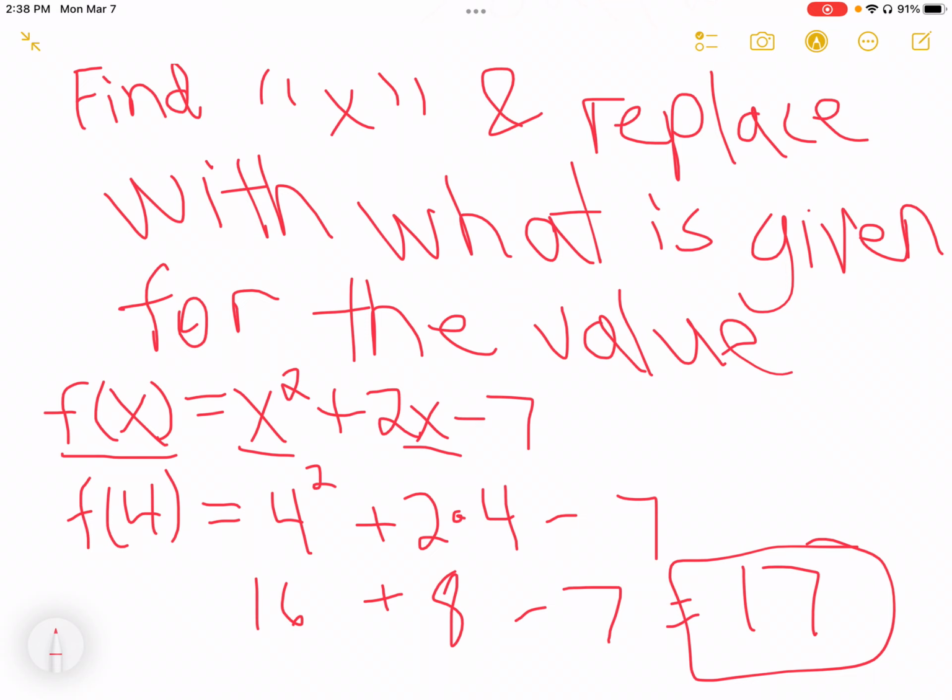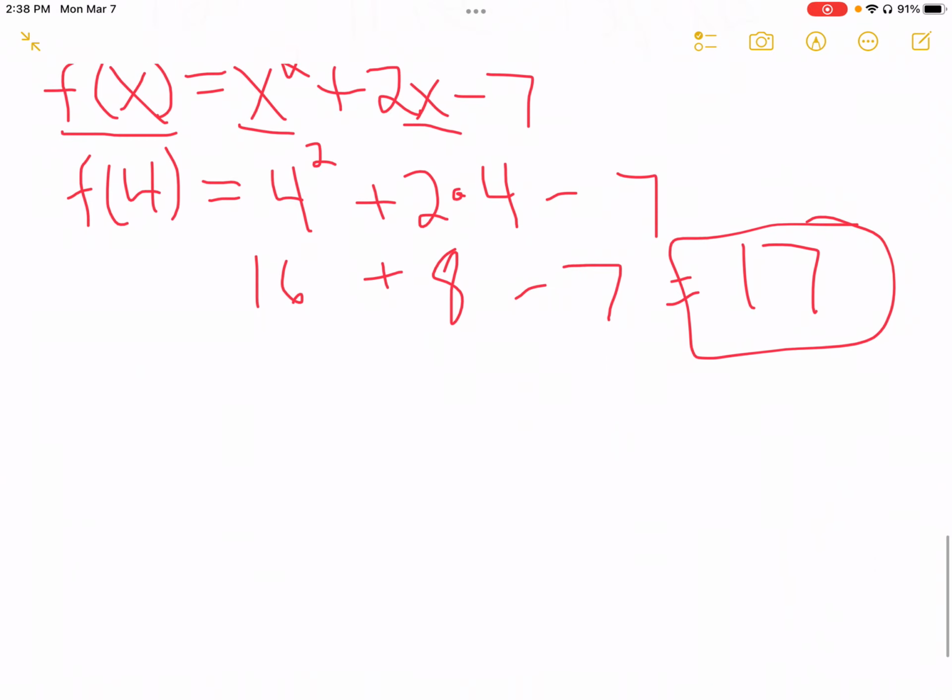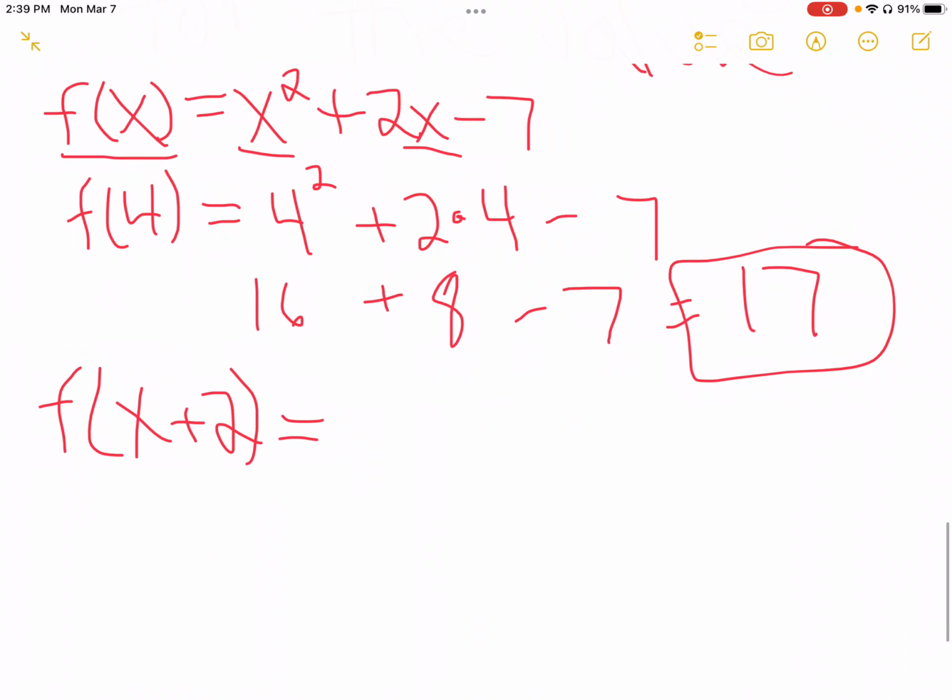Now, let's try one more example here. This is the first half of our lesson here, which is functions. So now let's work with something that looks a little more complicated. If I say f of x plus 2, you might be kind of confused because it doesn't look like it's a single value, and it's not. We still aren't going to completely be able to solve this. So for this equation up above, let me move back here, it says x squared plus 2x minus 7.